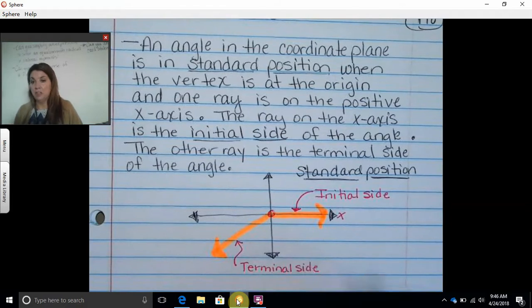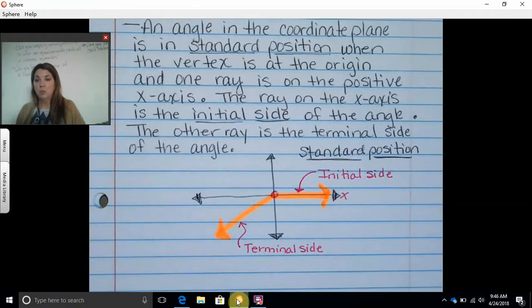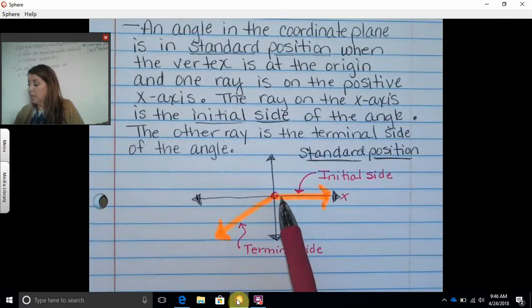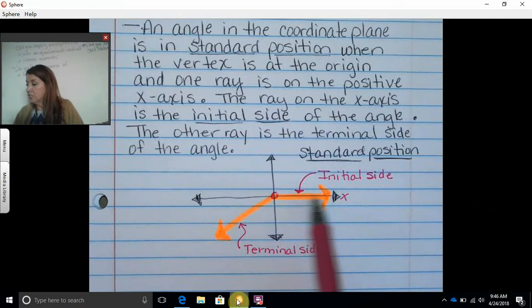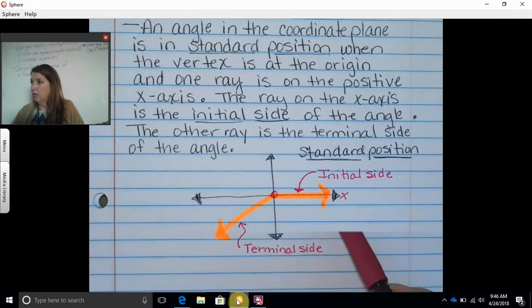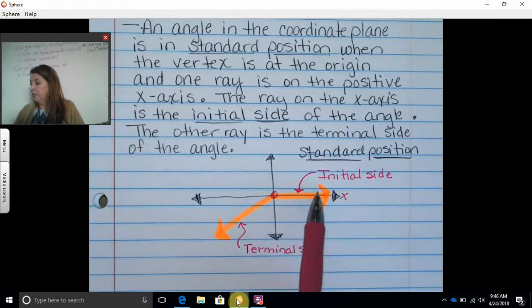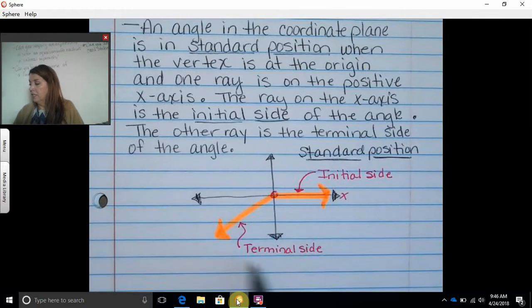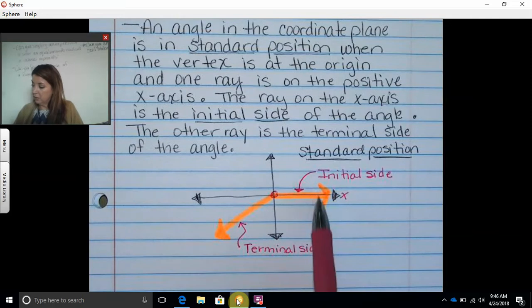So when I teach all about the unit circle, when we're measuring angles, one of the sides, the initial side, it always starts here, and then your angle will either open up counterclockwise or clockwise, okay? And we'll get to that later. If your angle opens counterclockwise, it's considered a positive angle, and if it opens clockwise, it's a negative angle.